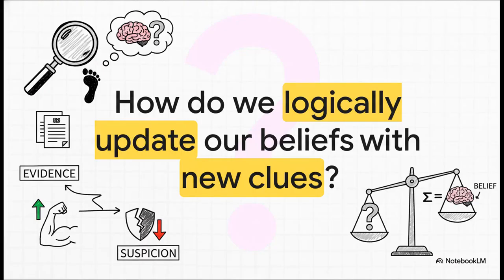I mean, think about how a real detective works, right? They start with a hunch. They find a piece of evidence, a footprint, a witness statement. And that new clue either makes their suspicions stronger or weaker. The question is, how do they do that in a logical, mathematical way? Well, that's exactly what Bayes' theorem is for.